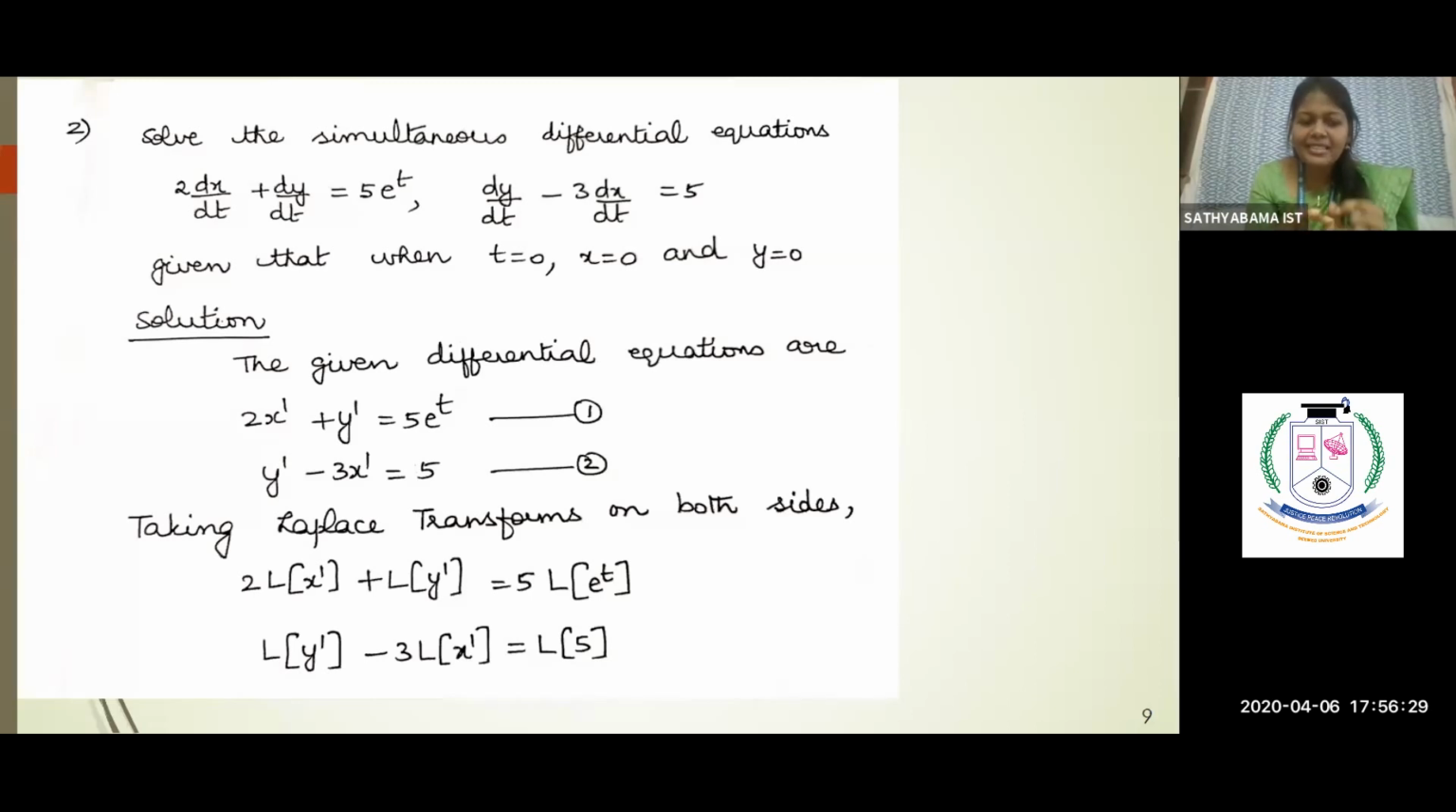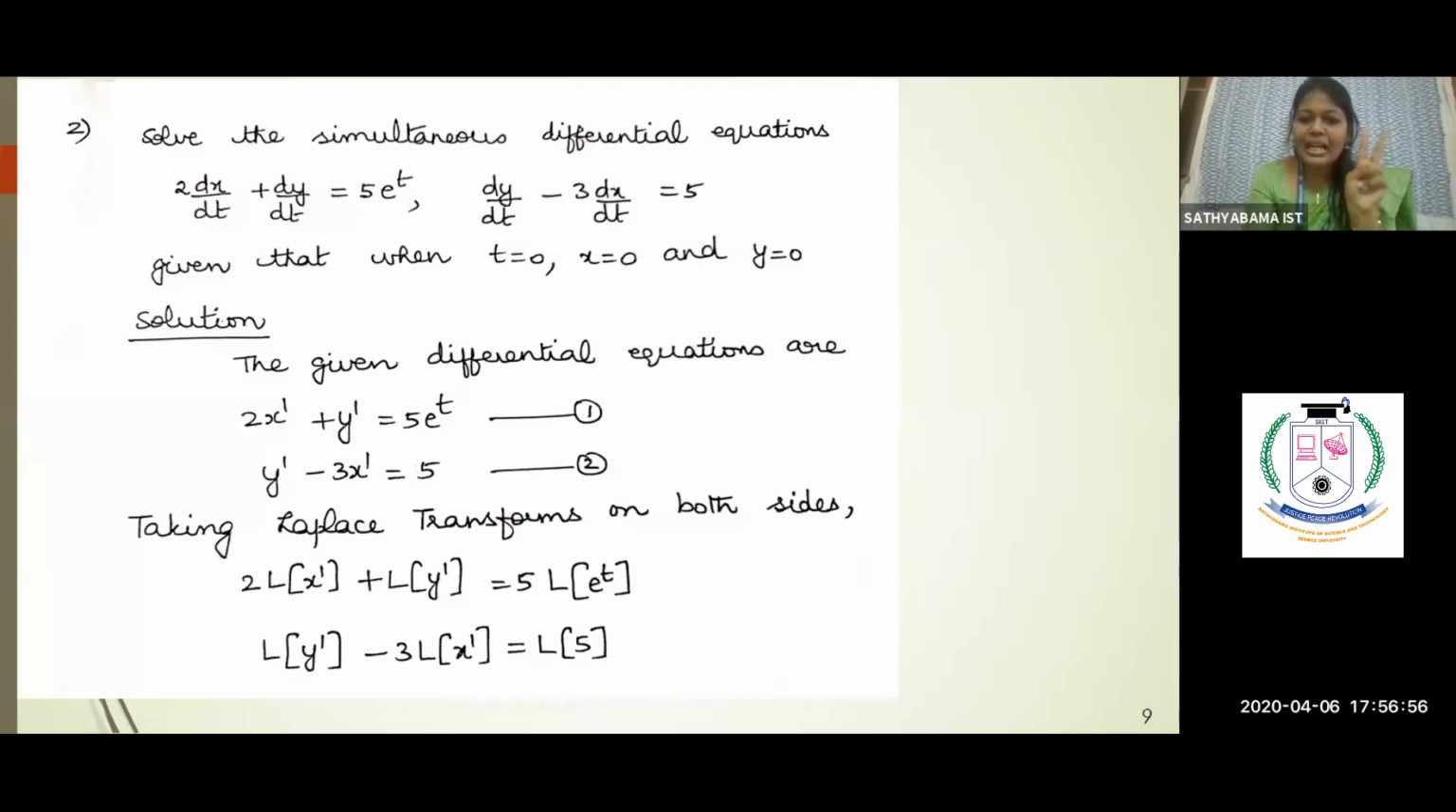Simply replace dx by dt by x dash, replace dy by dt by y dash. Okay, so what do you get then? You get equations 1 and 2. 2x dash plus y dash equal to 5 e power t. That's the first equation. What's the second equation? Y dash minus 3x dash equal to 5. I hope you're all with me. Step 1 is over. All right, let's go to step 2.